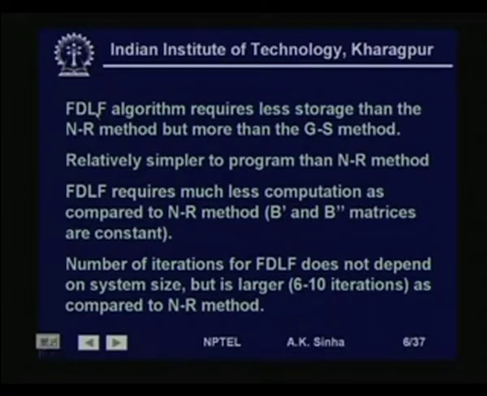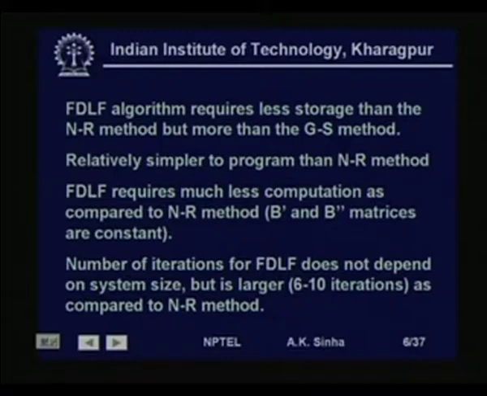Therefore, we have two subsystem equations, one dealing with real power and voltage angle, another dealing with reactive power and voltage magnitude, and the size of the matrices, that is B dash and B double dash, are much smaller, almost half the size of that of the Newton-Raphson method. That is, if the Newton-Raphson method for an n bus system requires a 2n into 2n size of Jacobian matrix, B dash and B double dash matrices are going to be smaller, n by n matrices.